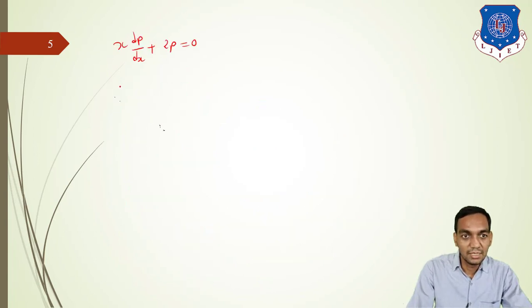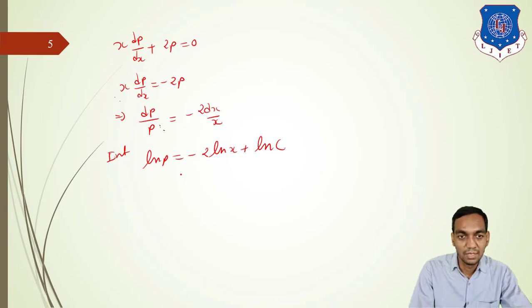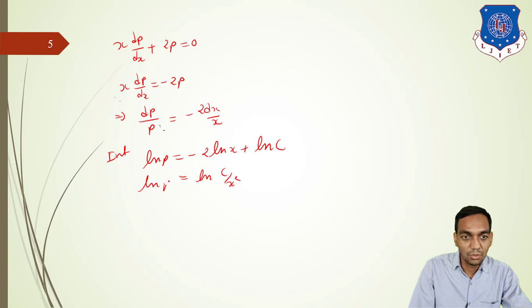So if you are writing this, then x dp upon dx is equal to minus 2p, reduced in a form of variable separable. dp upon p is equal to minus 2 dx upon x. So integrating both sides, that will give you log p is equal to minus 2 log x plus log c. As both are in a form of log, so I have written it in the form of log c. So this can be written as log c upon x square is equal to log p, and that will give you p is equal to c by x square. Equation number 2.